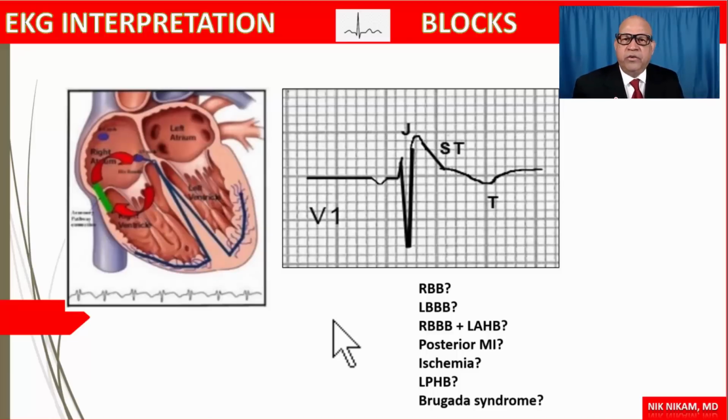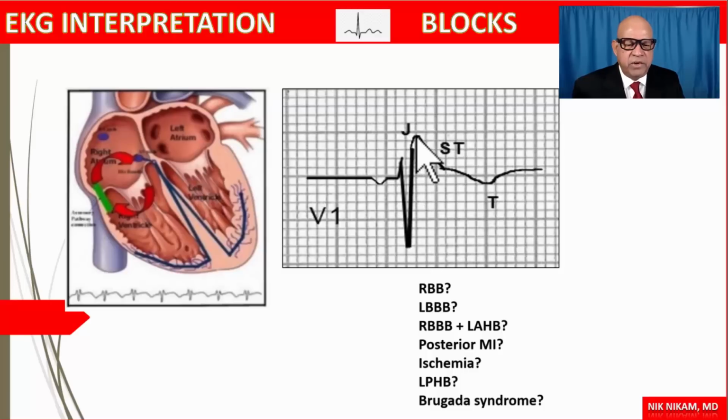Okay, now we are going to switch gears and look at a rare condition. Is this right bundle branch block? Is this left bundle branch block? So we are looking at V1. Of course, there is some evidence of left atrial enlargement, and then we have the initial R wave followed by a deep S wave.